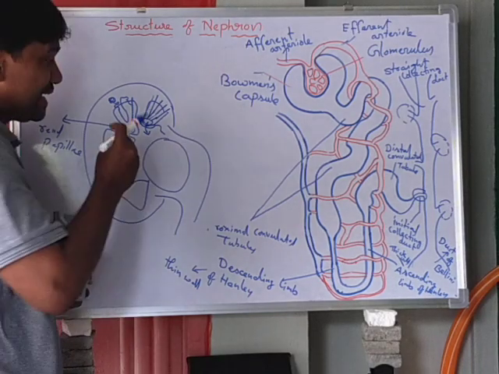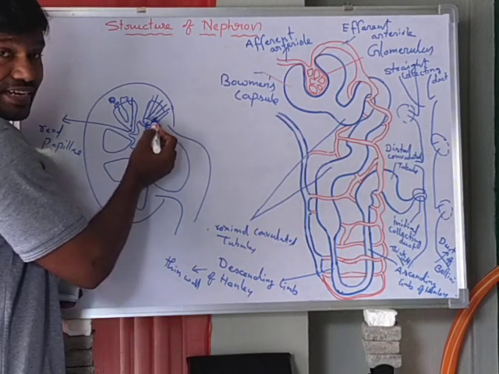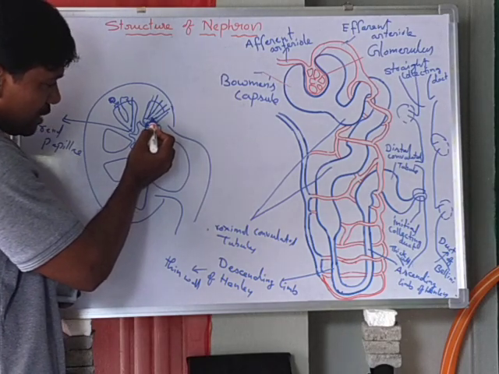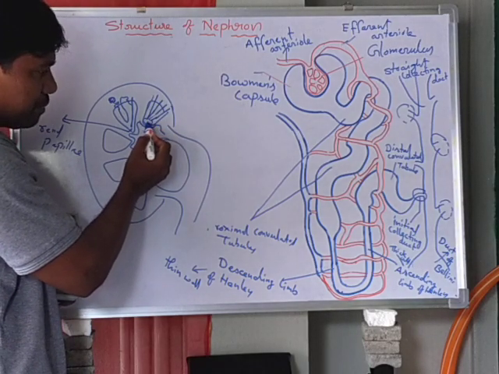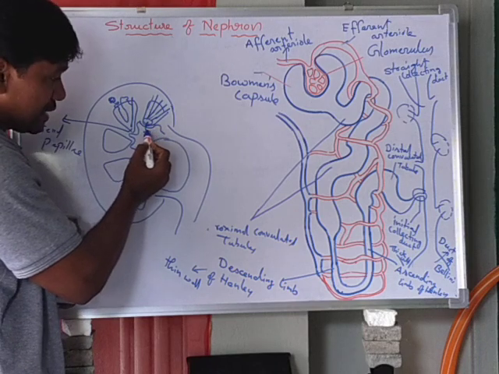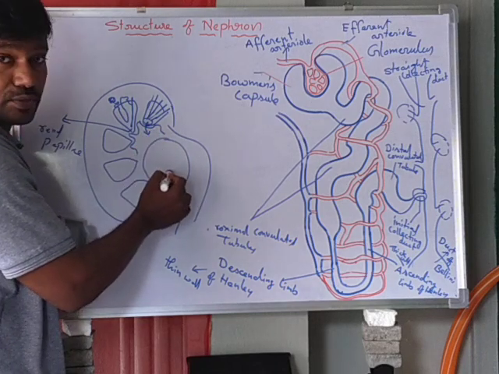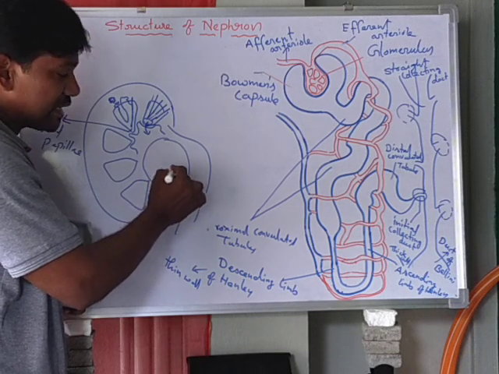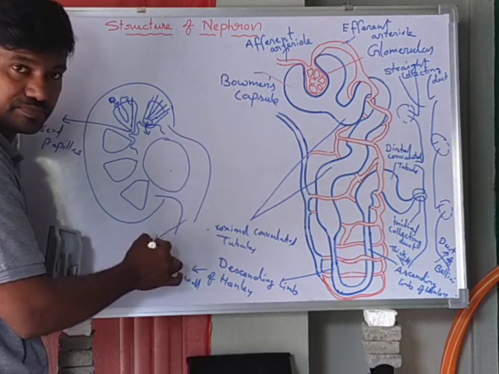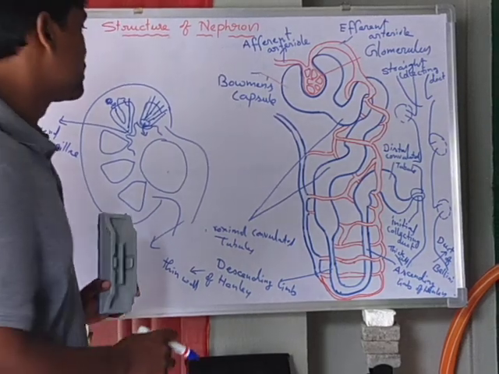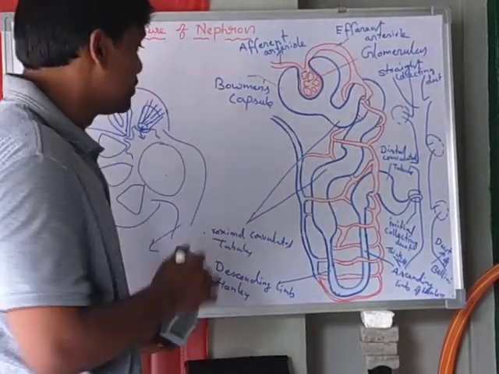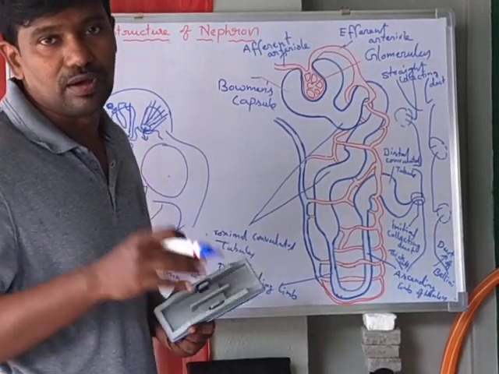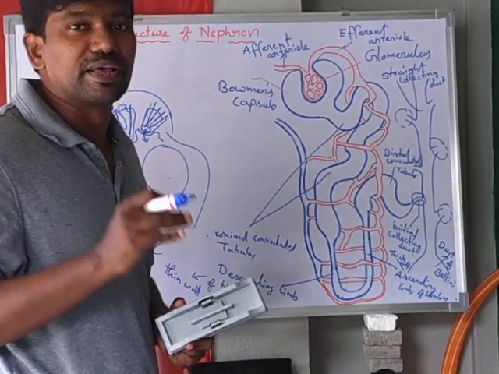Generally the content of the collecting duct, that means urine, passes through the renal papilla, calyces, and into the renal pelvis. From there it enters into the ureters. So this is the arrangement of the collecting duct or nephron on the renal pyramid.